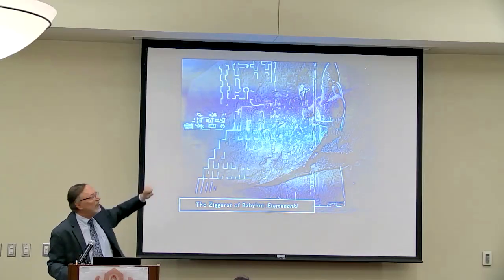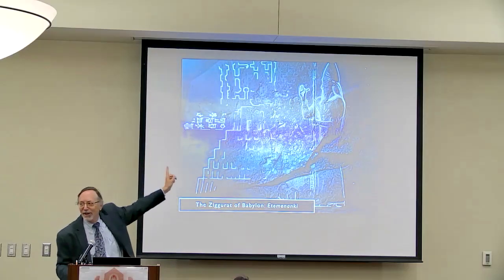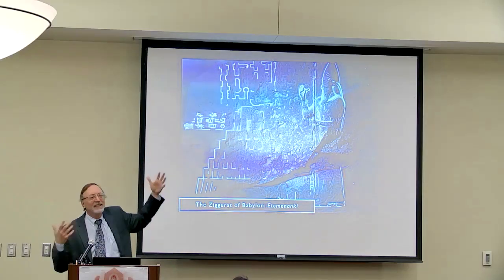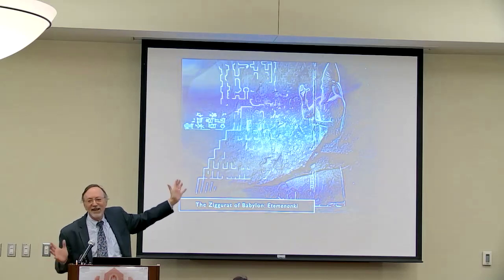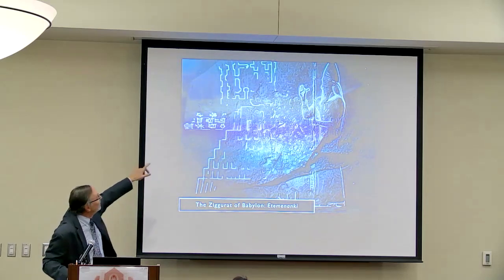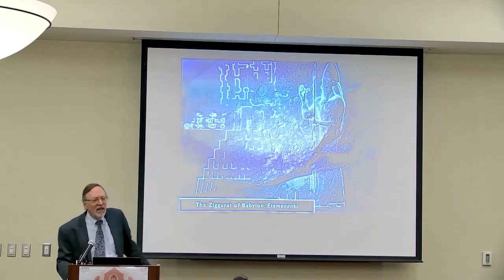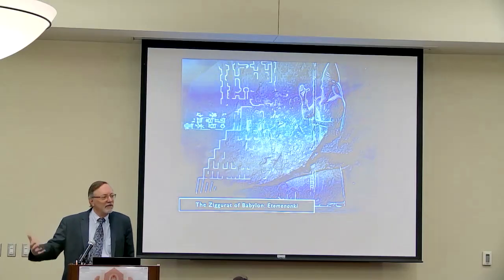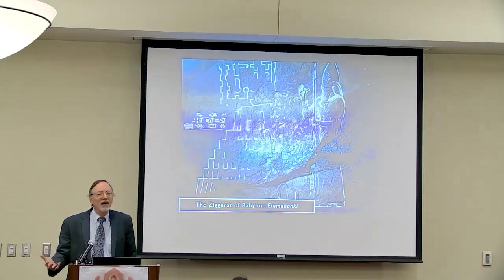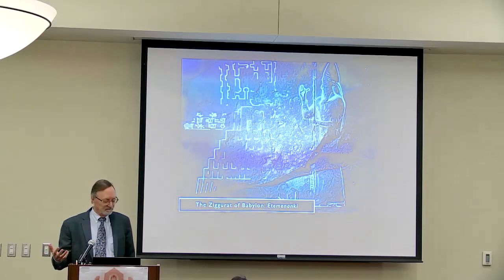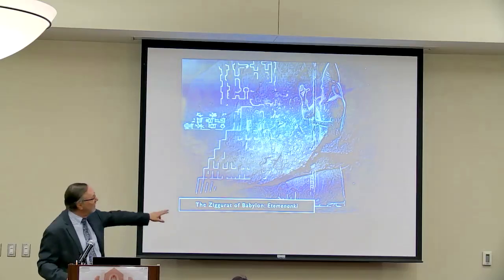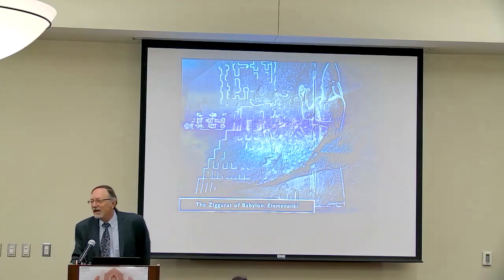It has 7 stages. At the top is a floor plan. This is, to me, really a wonderful discovery. And it says here, I am Nebuchadnezzar, and I restored the facing and the foundations of this tower, this ziggurat in Babylon. And its name is called Temen Anki.